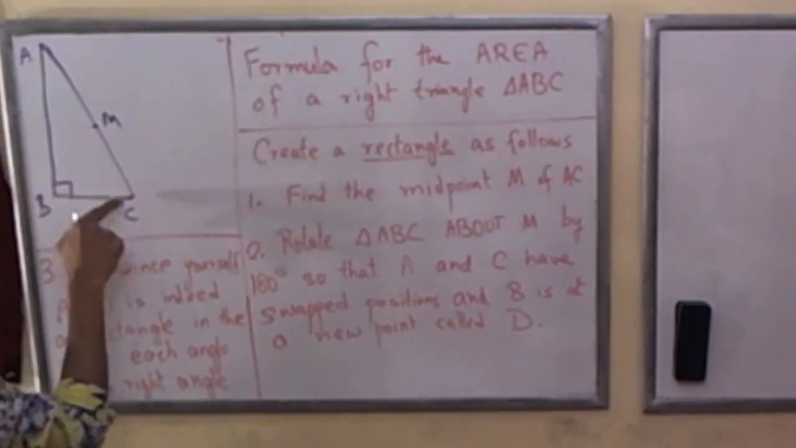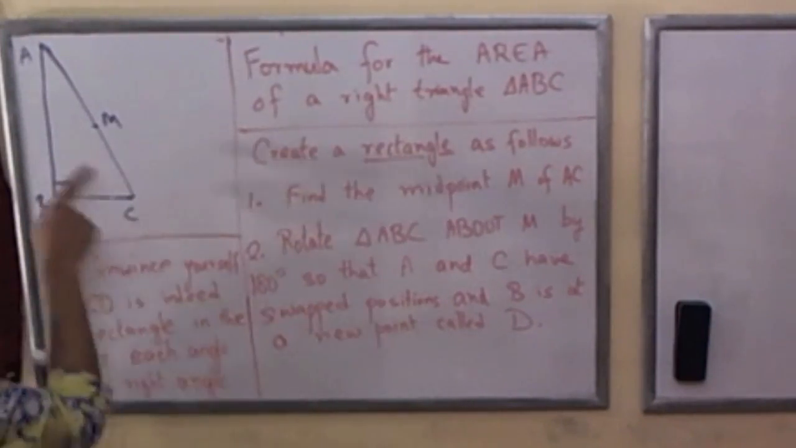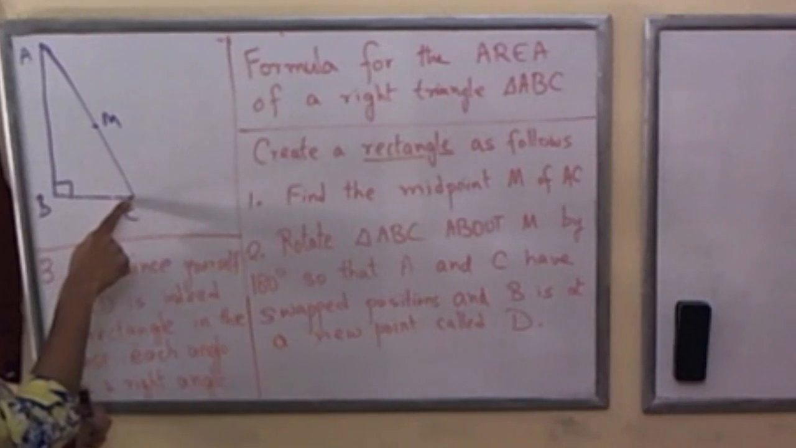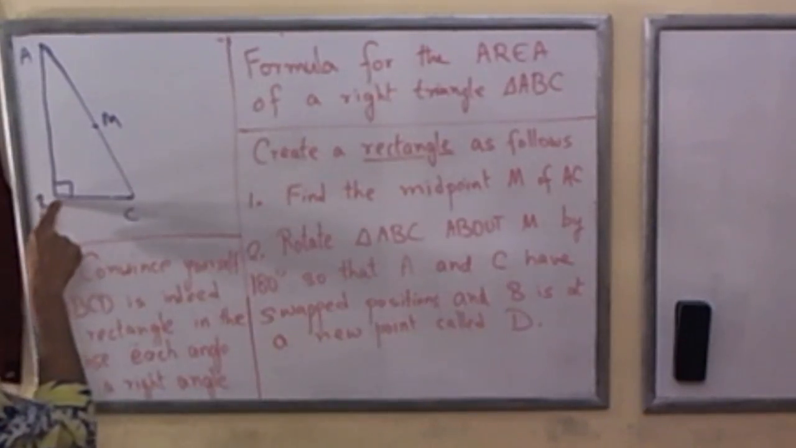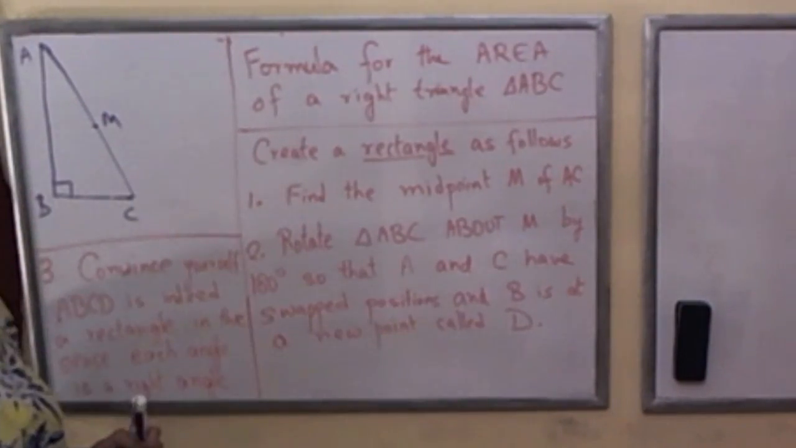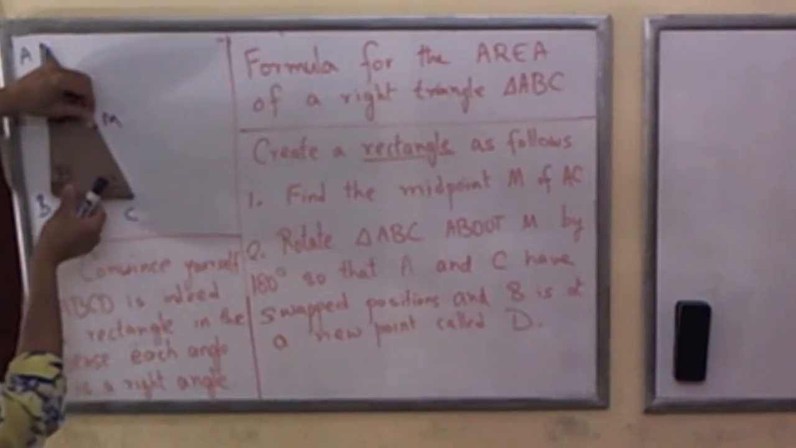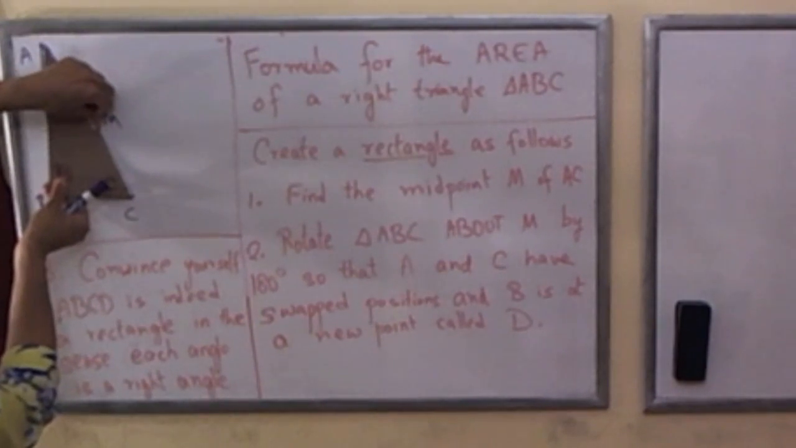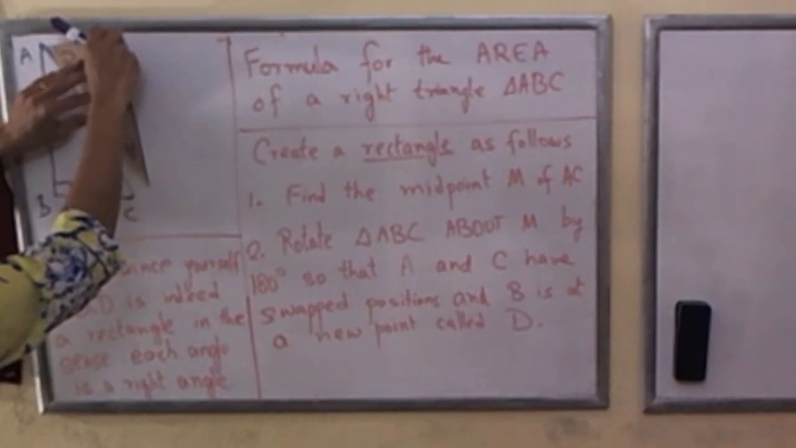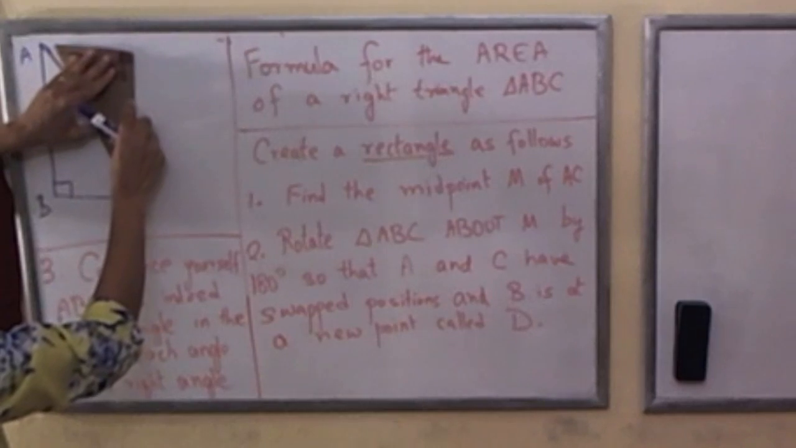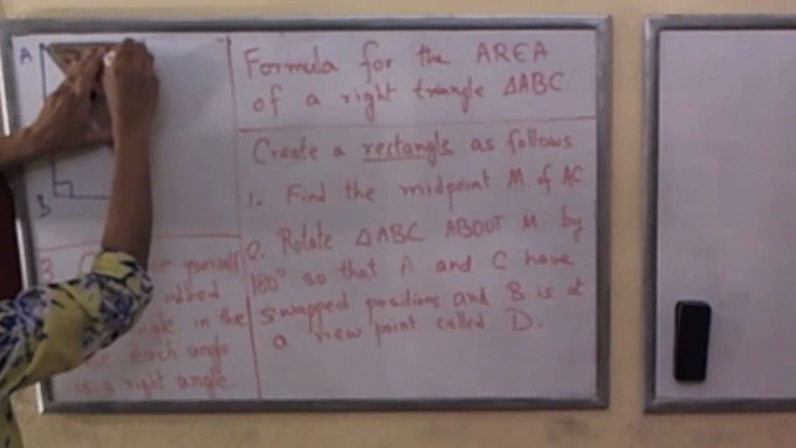Rotate triangle ABC about M by 180 degrees so that A and C have swapped positions. The points A and C have swapped positions, and this point B gets to a new point which we're going to call D. It will be easiest for you to see this if I put back this cardboard cutout. And I now fix this point M and I rotate this 180 degrees until A and C get swapped in that manner. And this point B now got to move to a new point, which I'll call D.